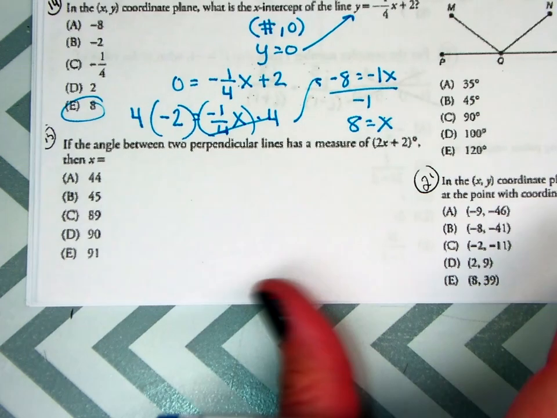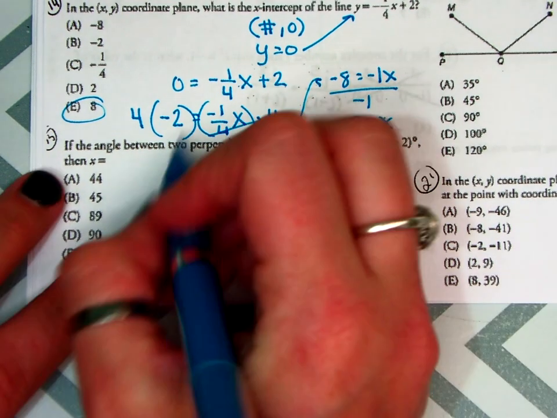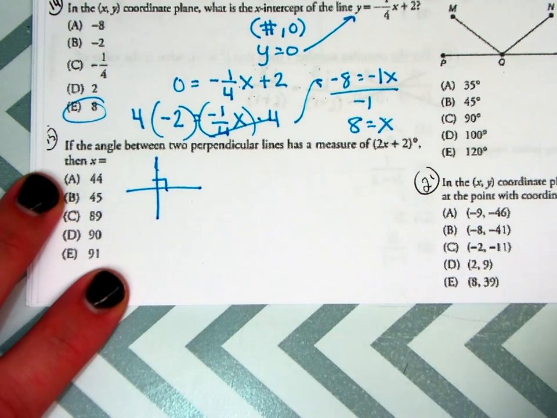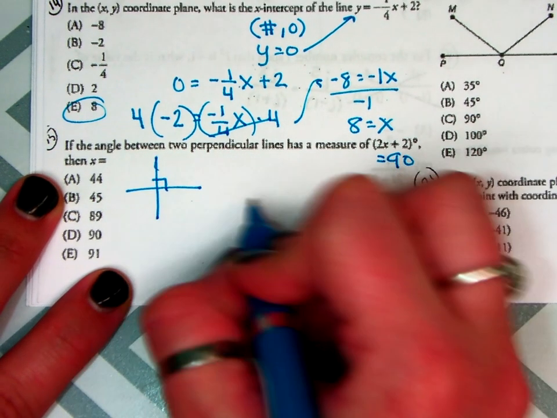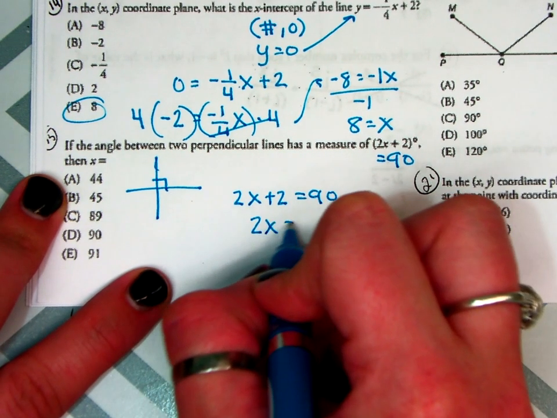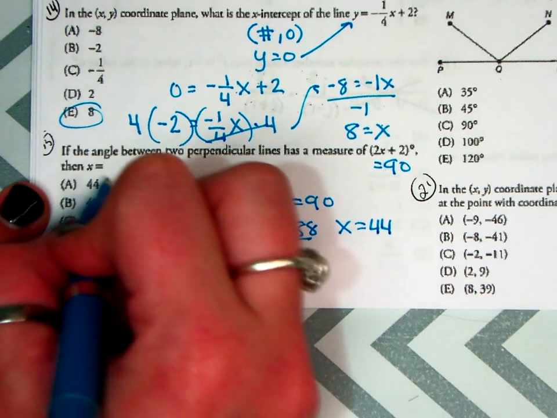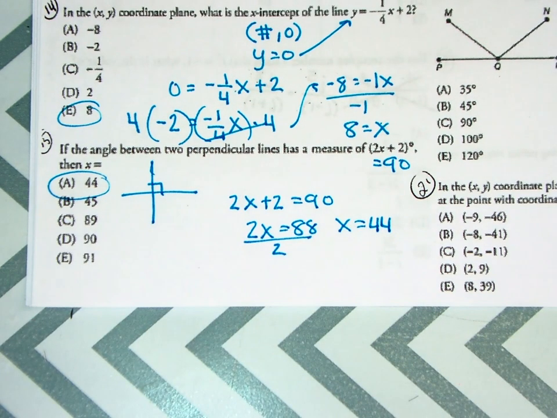The angle between two perpendicular lines has a measure of 2x plus 2. What is x? Well, perpendicular lines make 90 degrees, so this equals 90. So 2x plus 2 equals 90. 2x equals 88, and when I divide by 2, x is 44. So that's just the definition of perpendicular lines, and knowing that perpendicular lines make 90 degrees.